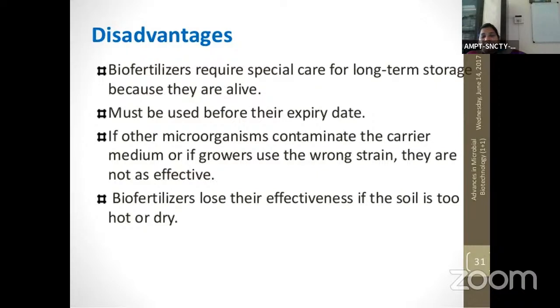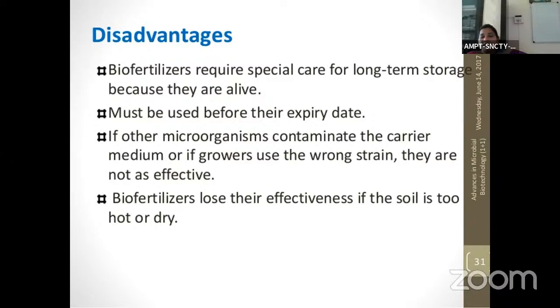They should not be contaminated with other microorganisms. If other microorganisms contaminate the carrier medium and grow, or if the wrong strain is used, they are not as effective. That's why, if we are unable to maintain the quality, there is no growth in the plant, or we cannot see nodule formation in particular legume crops.